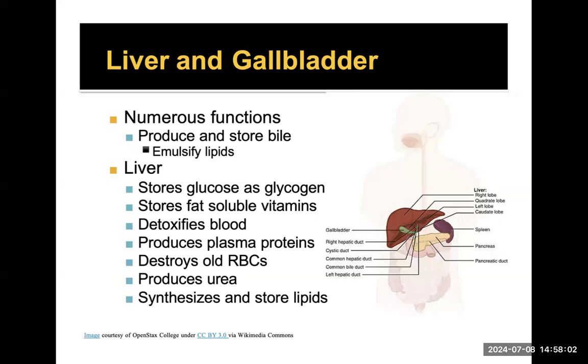Then you have the liver and the gallbladder. So numerous functions, from producing and storing bile to emulsifying lipids for that reason. So that would be the gallbladder. So the gallbladder is that little green structure that you see right there.